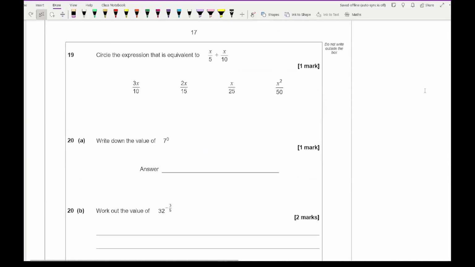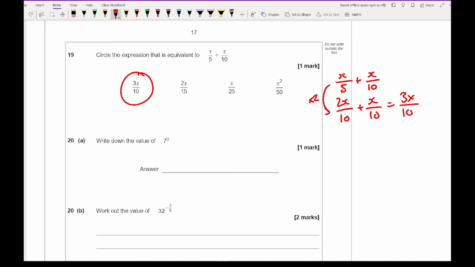Moving on to question 19, it says circle the expression that is equivalent to x over 5 plus x over 10. So again, all we need to do here is look at a common denominator, which in this case is 10. So I need to multiply this first fraction by 2. So that's going to be 2x plus x, which is 3x over 10. And that is our first option.